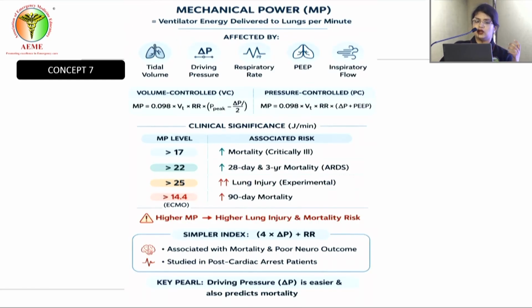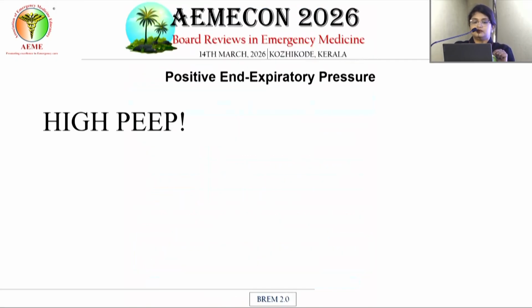Mechanical power: we talked about tidal volume, driving pressure, respiratory rate, PEEP, inspiratory flow. All of this put together, that is the total ventilator energy delivered to the lungs per minute, is the mechanical power. Why is this important? Again, it is a predictor of mortality and it can be calculated at the bedside. So ultimately with all this, what should we do? What to do about PEEP? Should we apply high PEEP, low PEEP, what?